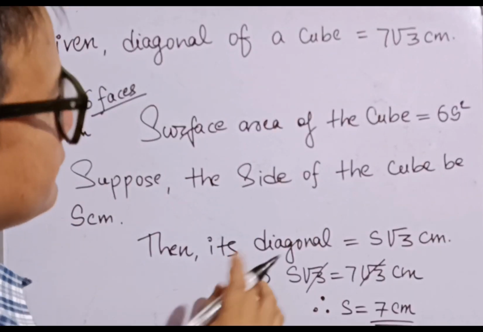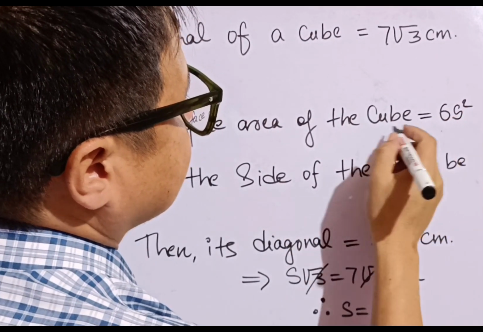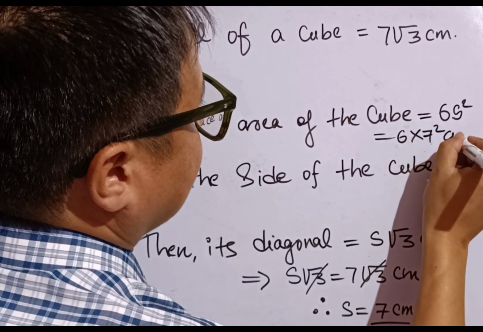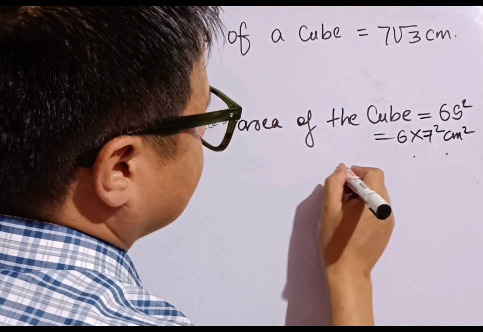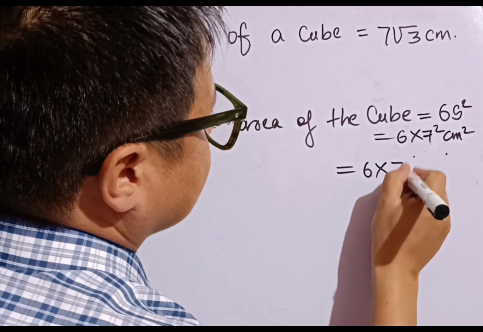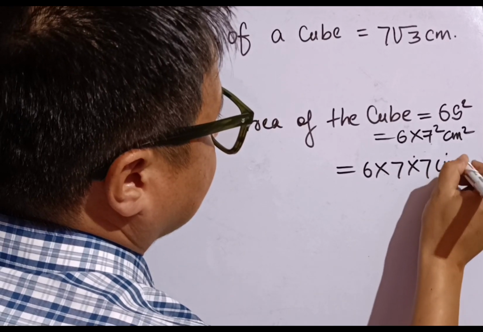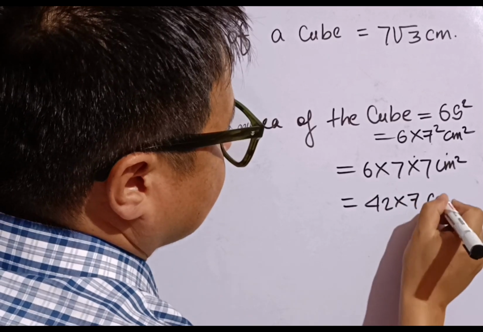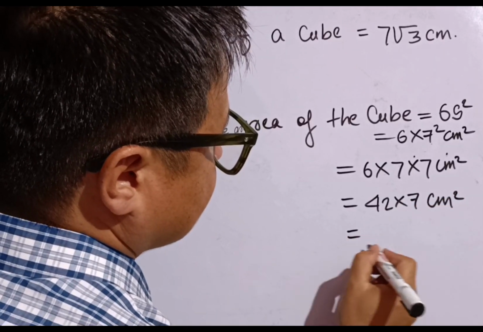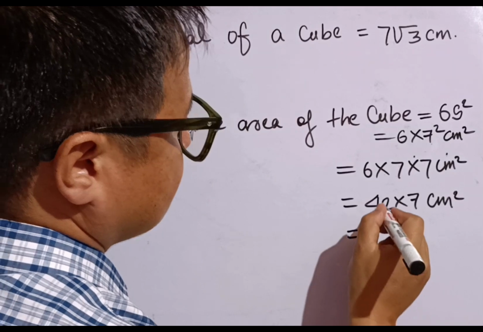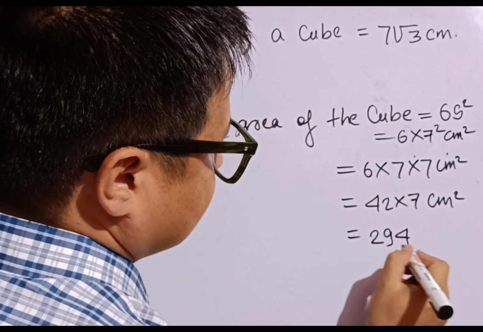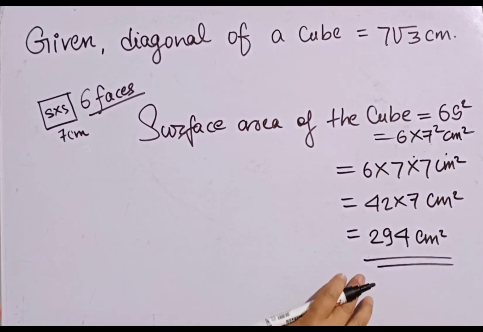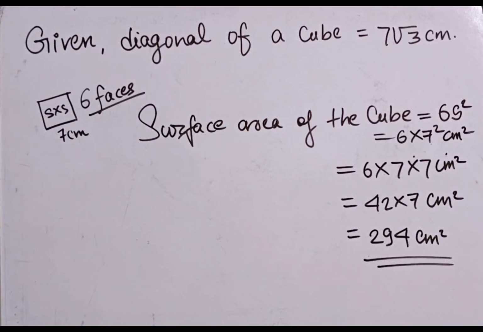Now the surface area of the cube is equal to 6 into, for s we can substitute 7. So it becomes 6 into 7 square centimeter square, which is equal to 6 into 49 centimeter square. 6 sevens are 42, into 7, and it is equal to 294 centimeter square. So this is the surface area of the cube, and this is the solution to this problem.